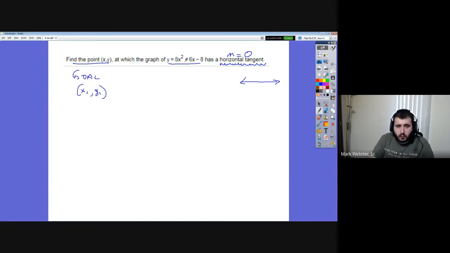So what we're going to do is we're going to find out where the slope is 0. So this is the graph, but we don't want the graph. We want the graph of the slope. We want the y prime. So what this means, we're going to find the point where y prime is 0. That's what we want to find.